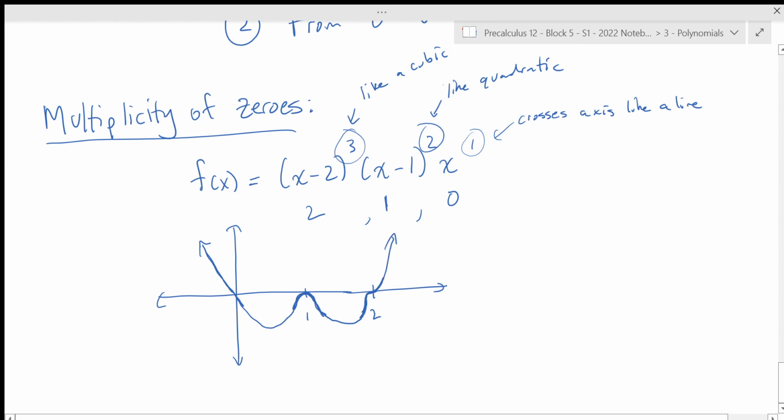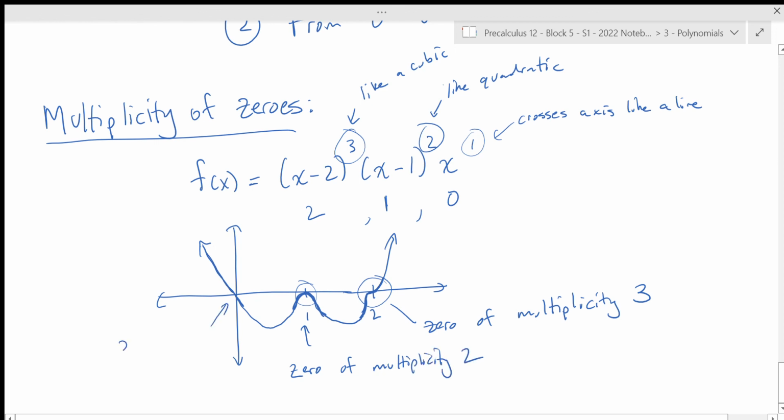So this is my multiplicity. This we would call a root of multiplicity, or a 0 of multiplicity 3. And it acts like a little bit of a cubic just in that area. This we would call a 0 of multiplicity 2. And this one we would call a 0 of multiplicity 1. And that's really just happening in the area around the root.